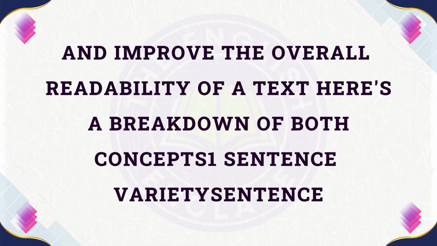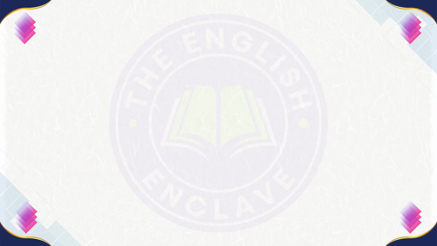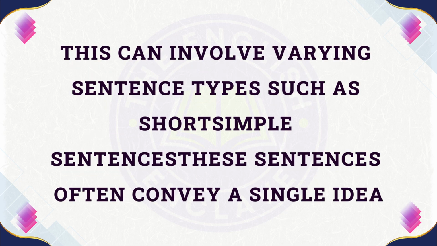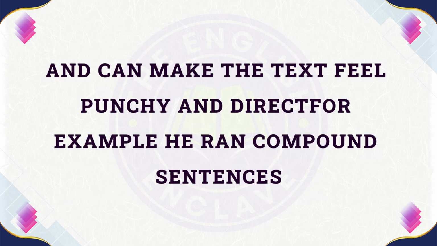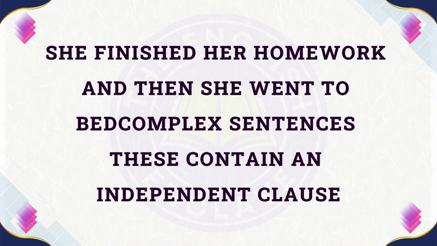1. Sentence variety. Sentence variety refers to using different sentence structures and lengths throughout your writing. This can involve varying sentence types, such as short, simple sentences. These sentences often convey a single idea and can make the text feel punchy and direct. For example, he ran. Compound sentences. These join two independent clauses with a conjunction, and, but, or a semicolon. For example, she finished her homework, and then she went to bed.